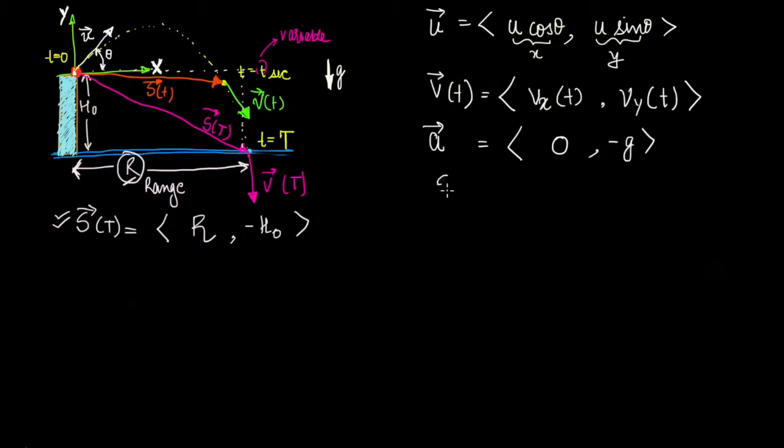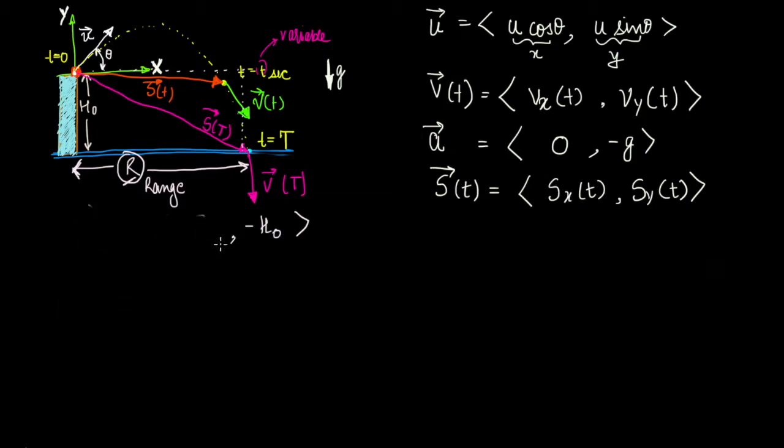What about the displacement vector? The displacement vector is a function of time, as we had already established, but we're talking about a general displacement vector, and that would be s sub x of small t, s sub y of small t as well. So these are the vectors at hand. Now, the interesting thing comes when we employ the three equations of motion. So, let's employ the first equation of motion. Let's get rid of this for the while.